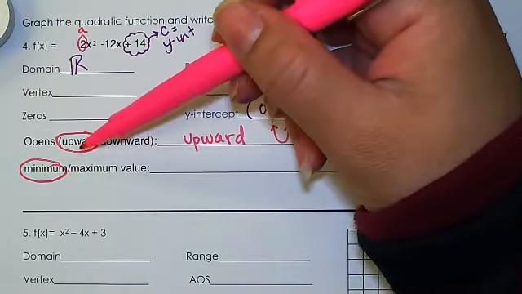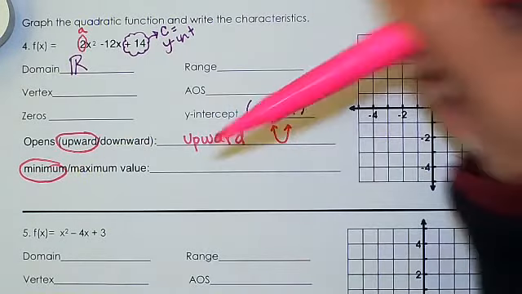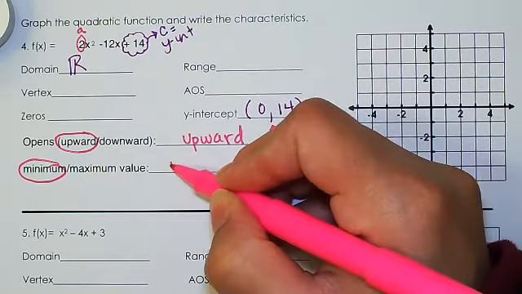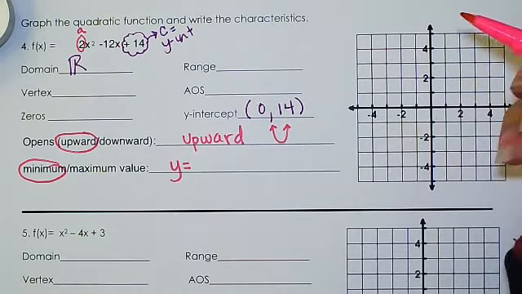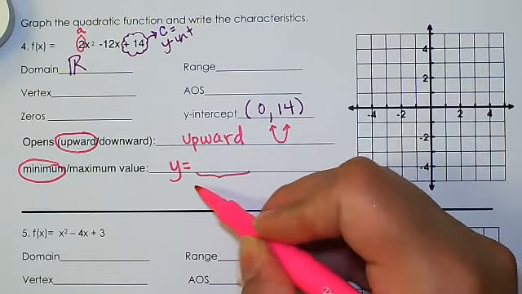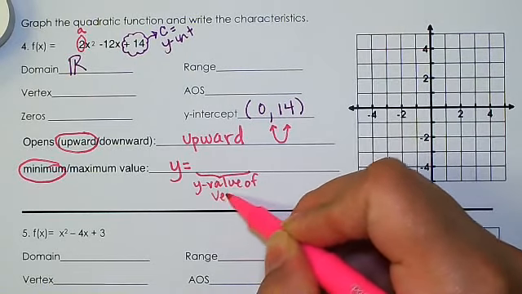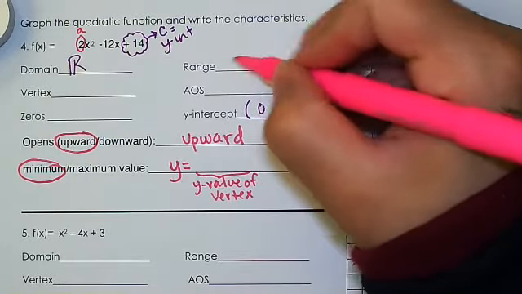Now, the next thing that you should be able to answer is, well, just knowing that it opens upward, you're not going to know the complete range or the minimum value, but at least you know that it's always going to look like this. Y equals, and all you need to do to get that number is to get the Y value of your vertex.